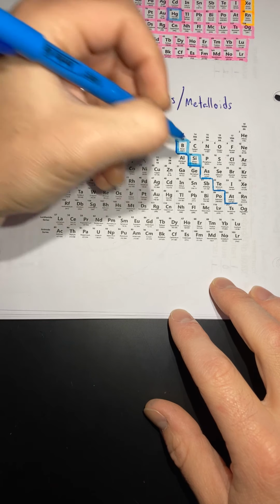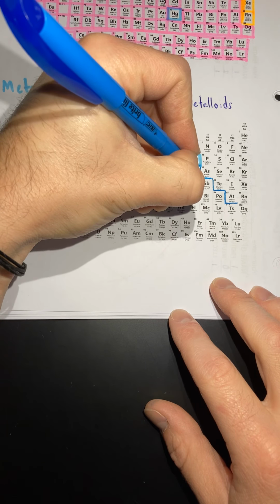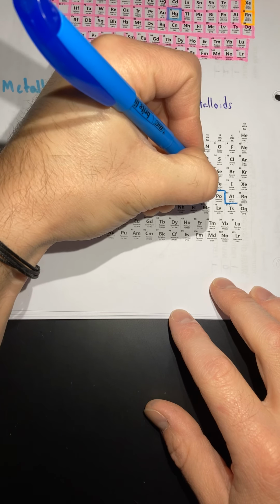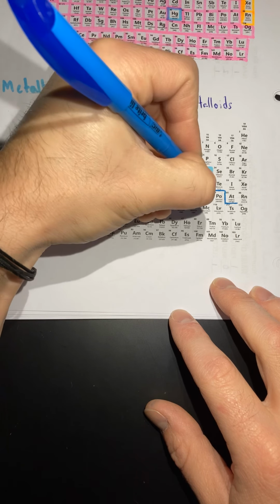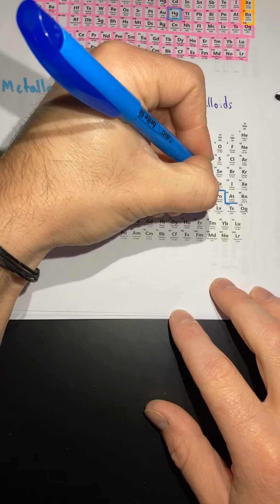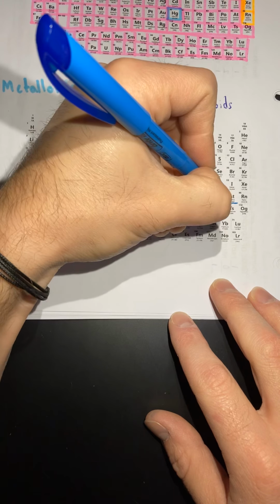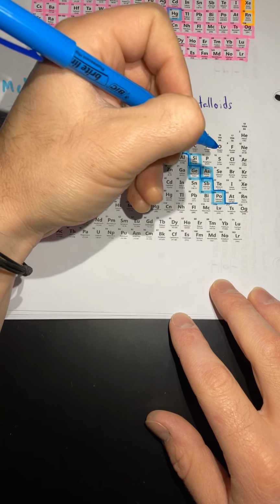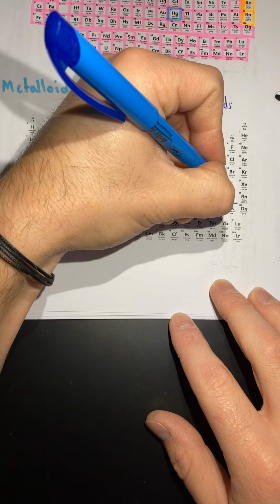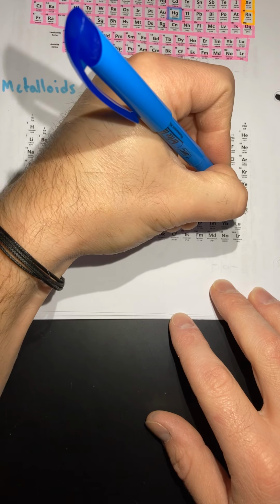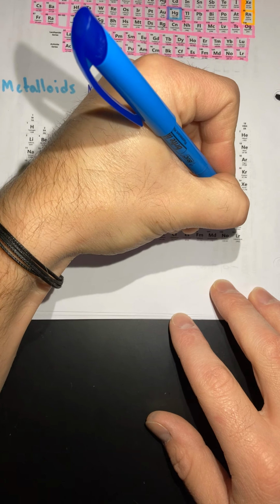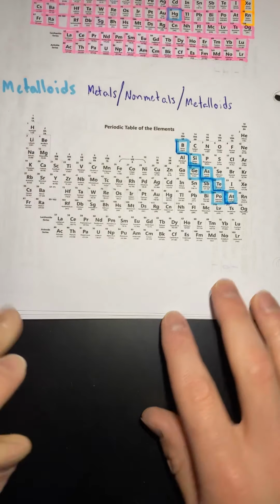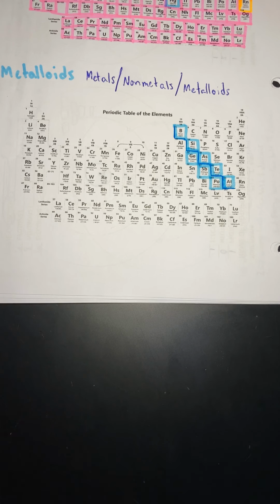Okay? You have silicon, then germanium, arsenic, antimony, polonium. Sorry, I missed tellurium. Tellurium is also one. These are some big words. And then astatine. All right? So boron, silicon, those elements right there.